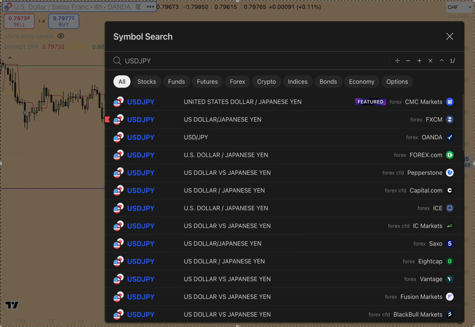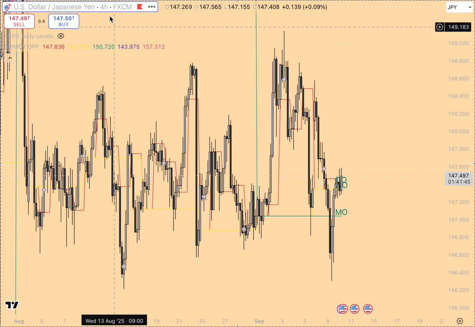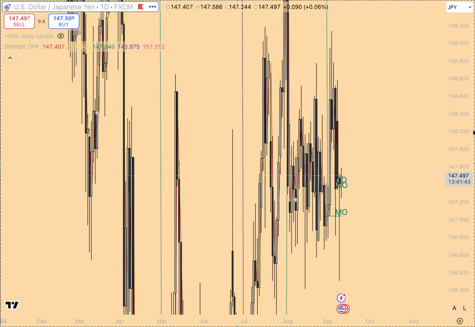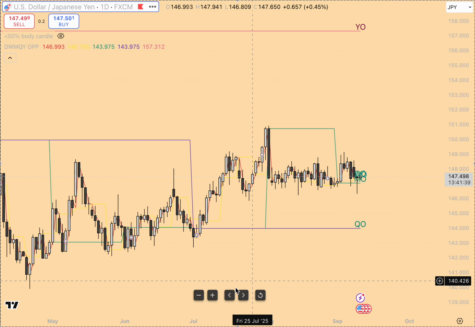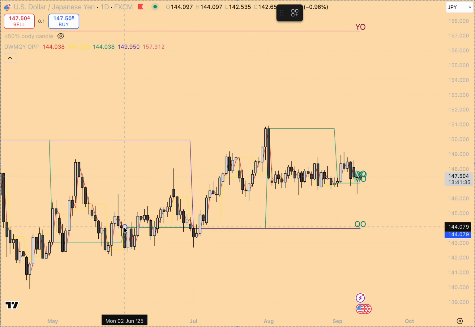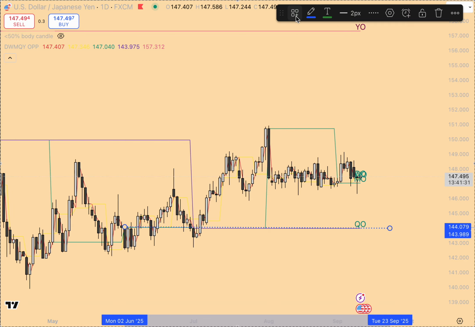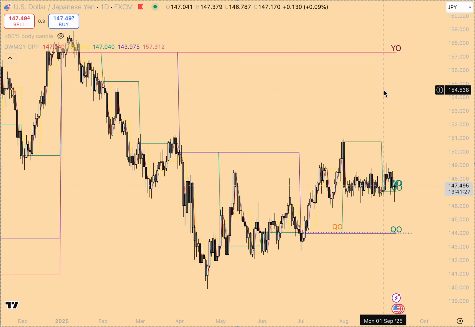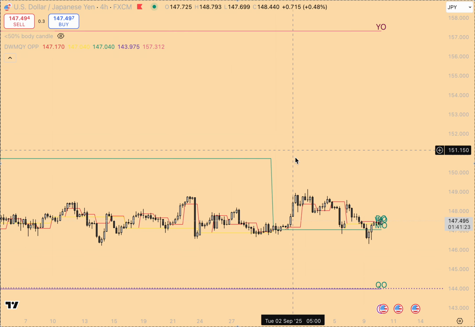USD JPY, this was also a perfect range play, right? Okay, let's mark out our quarterly open. That's important. Just mark out these areas on your chart, and then once market gets there, wait for market to get there. Look at our yearly open. Once market gets there, see what happens, and you just see the magic.